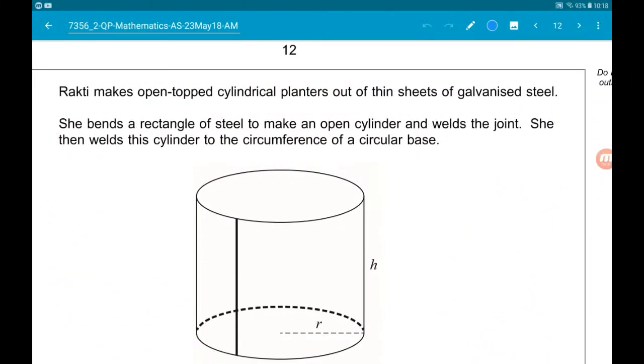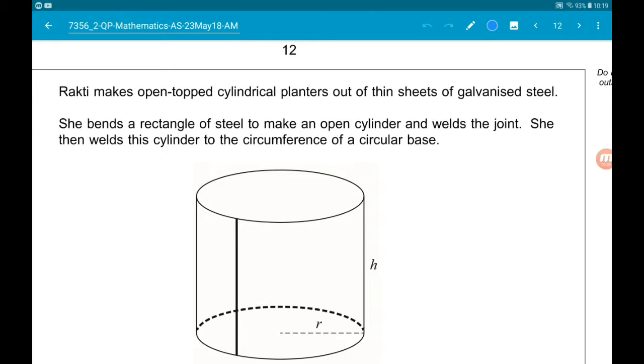Okay, question 11 is a nice 9 marker, so it is the big question of the paper. Now it's a real life differentiation problem, which is pretty cool. Questions like this show the power of calculus in real life, which I always think is pretty cool. So, Recti makes open-topped cylindrical planters from thin sheets of galvanized steel.